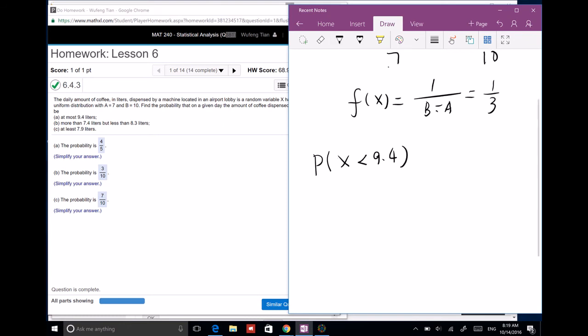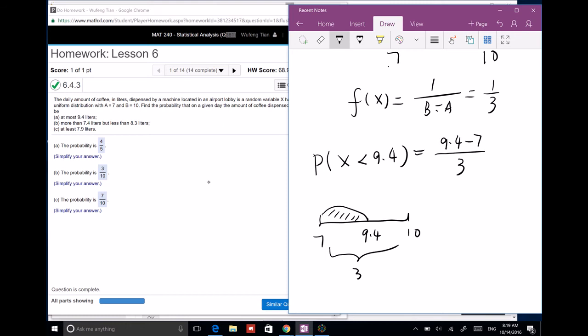We look at the picture, from 7 to 10, and there's 9.4. So less than 9.4, but it has to be bigger than 7, okay? Then this probability will equal 9.4 minus 7 over 3, because the whole distance is 3. So this portion is 9.4 minus 7, so it's 2.4 over 3, and simplifying this equals 24 over 30, reduced by 6, so it's 4 out of 5.